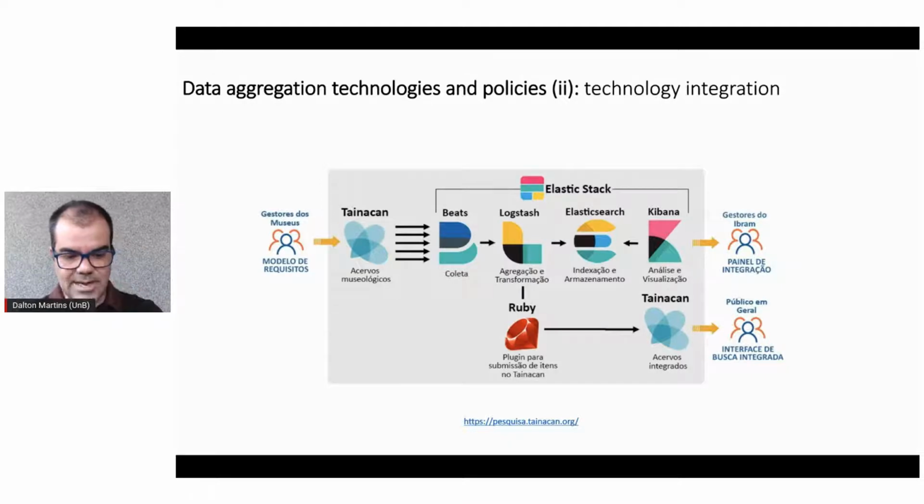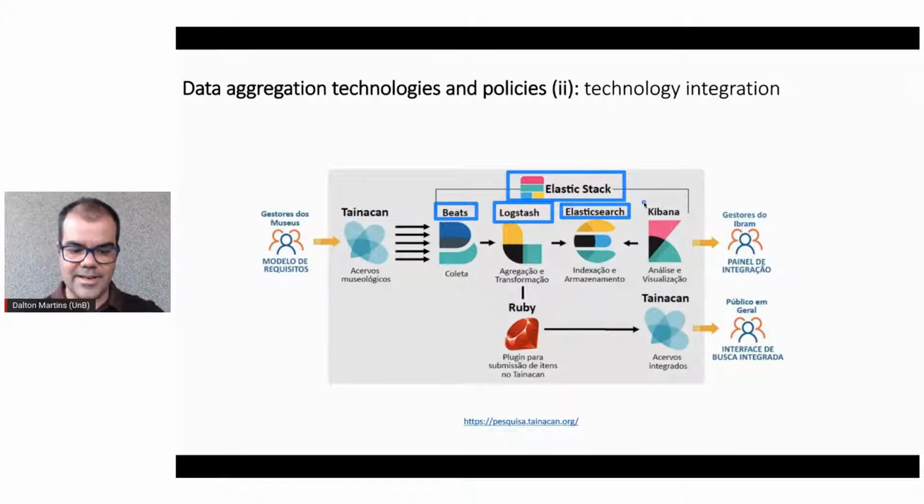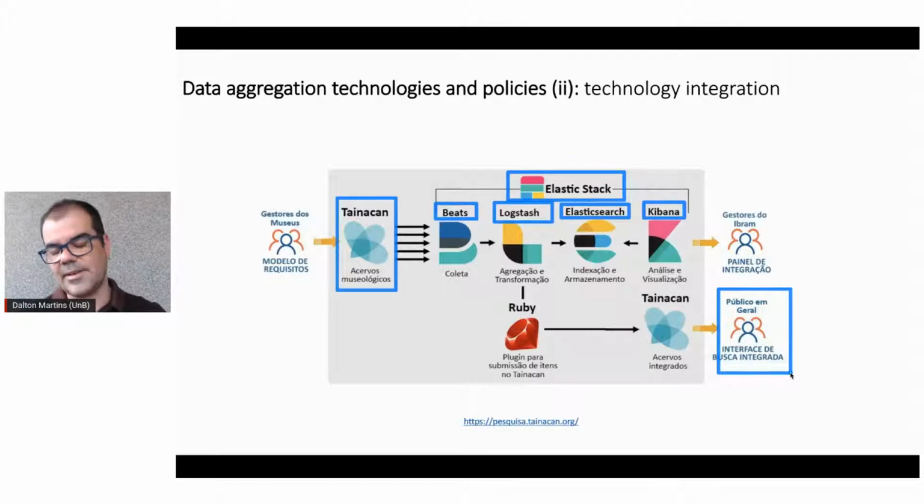So here in Brazil, to develop the Brazilian Museums project we are using the Elastic Stack, and we are using all the solutions from this stack, which is Beats to collect data, Logstash to aggregate and transform data, Elasticsearch to index and store data, and Kibana to analyze and visualize data. At the end point of this network, we have Tainacan solutions. So we have the museums here, for example, and after that, we have the possibility to create a public, integrated engine to visualize and to make integrated search in this data.